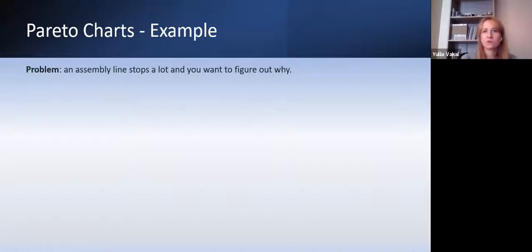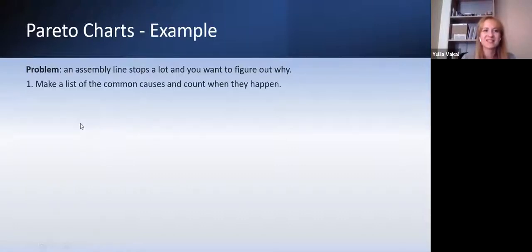Okay, so what's the problem? This is an example from machinery. The assembly line stops. We know that it stops, and we would like to understand why it happens. It happens often. Why does it stop often? In this case, we will need to count how often it happens. So we need to make a list of the common causes and count them.